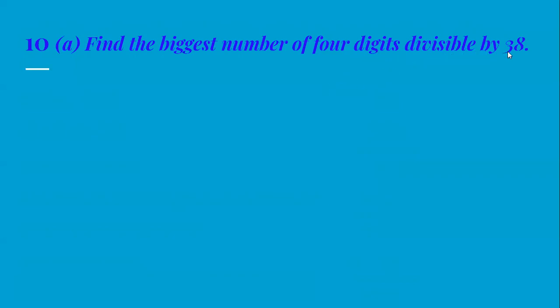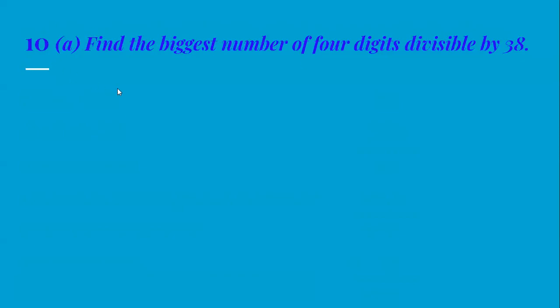Divisible by 38. You have to check whether this number is divisible by 38. So what is the meaning of divisible? Divisible means when we divide any two numbers, if the remainder is 0, it is called divisible. If the remainder is any other number, then it is not divisible. The remainder should be 0 for divisibility.